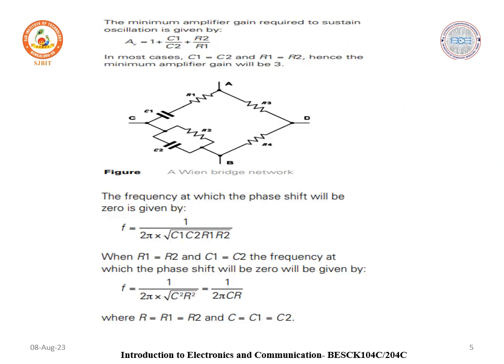As I mentioned, the minimum amplifier gain required to sustain oscillation is AV is 1 plus C1 divided by C2 plus R2 divided by R1. In most cases, we are going to use the same capacitor value, that is C1 is equal to C2 and R1 is equal to R2. So hence the minimum amplifier gain will be 3. As we know, the minimum amplifier gain is 3, because C1 is equal to C2, so that term becomes 1 in the formula. R2 divided by R1 is also 1, so AV is 1 plus 1 plus 1, and we are going to get 3.